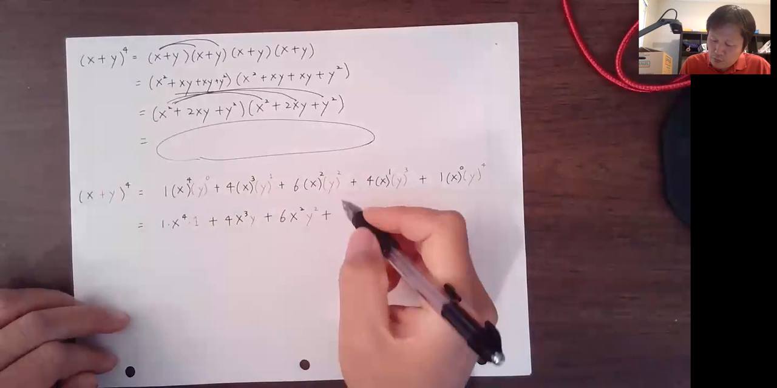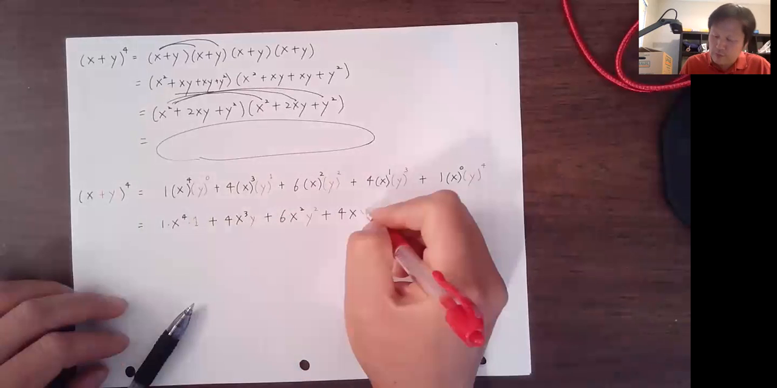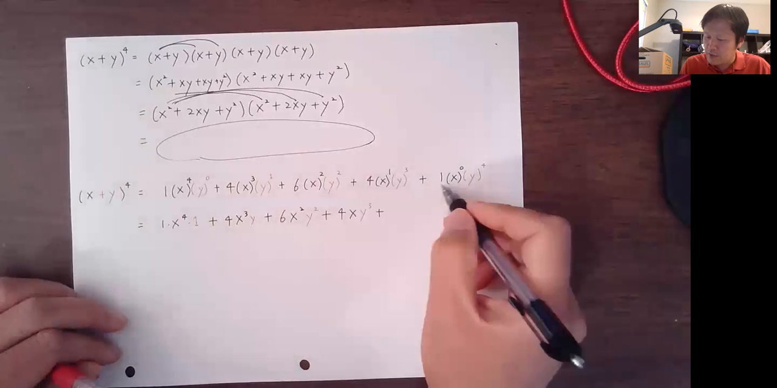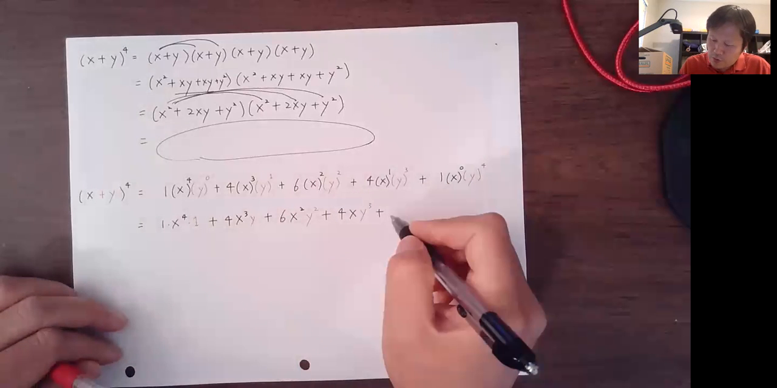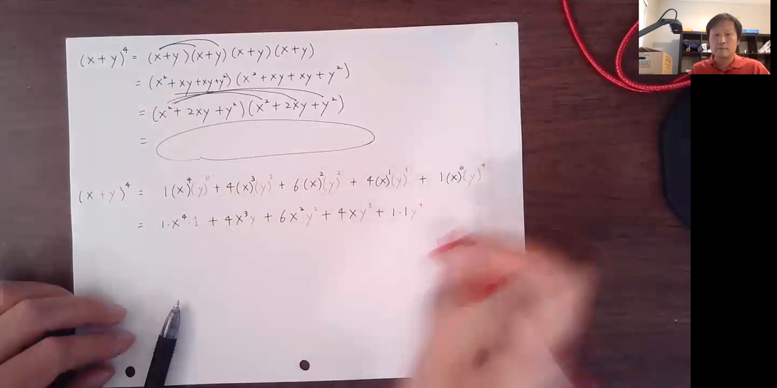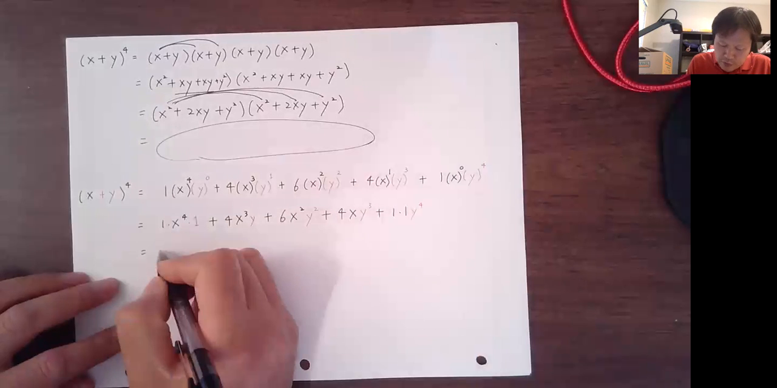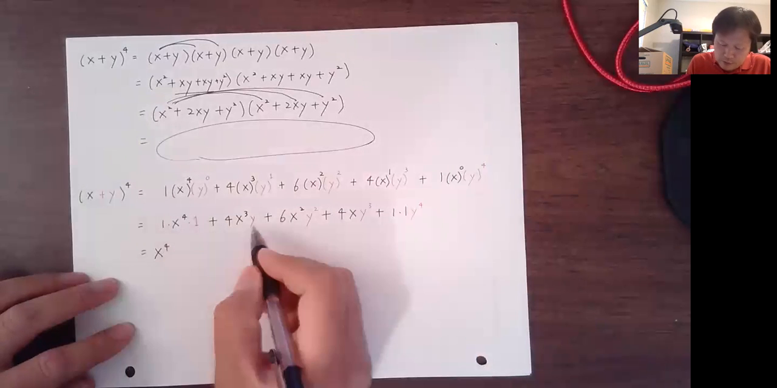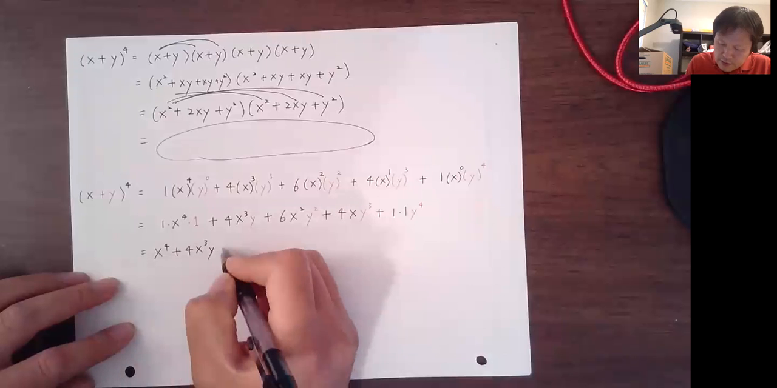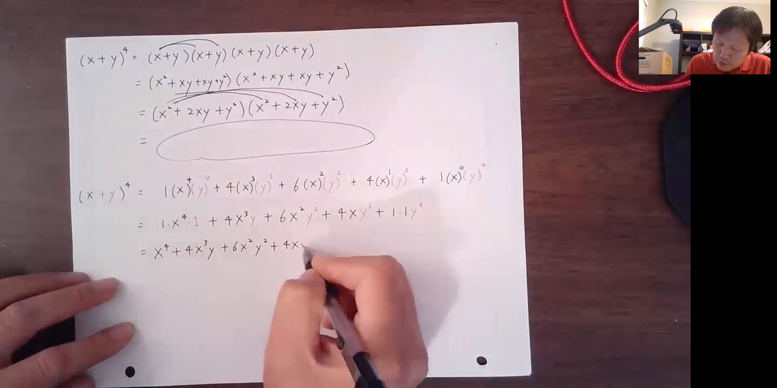Plus 4x y to the 3rd power. Plus 1 times x to the 0th power is 1. So it's 1 times 1 times y to the 4th power. So if you simplify, 1 times 1 doesn't do much. x to the 4th plus 4x cubed y plus 6x squared y squared plus 4x y to the 3rd.